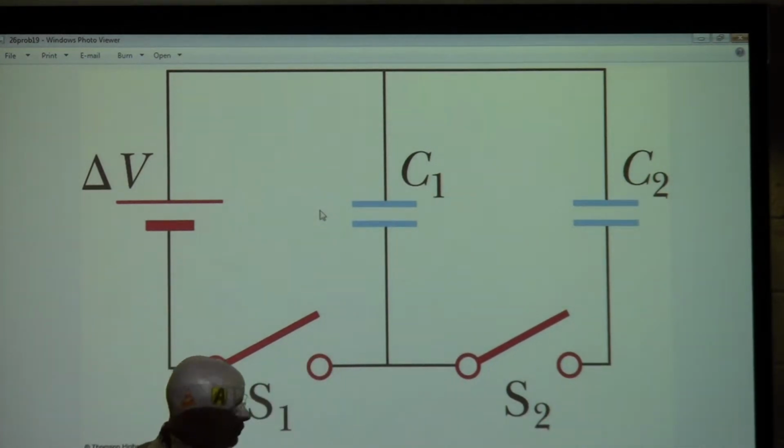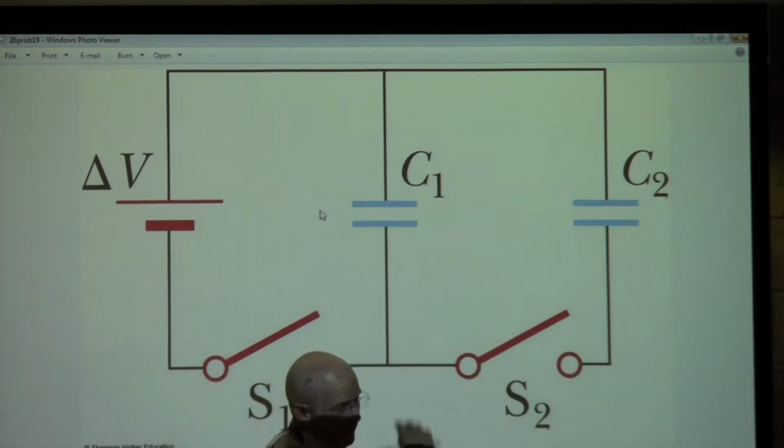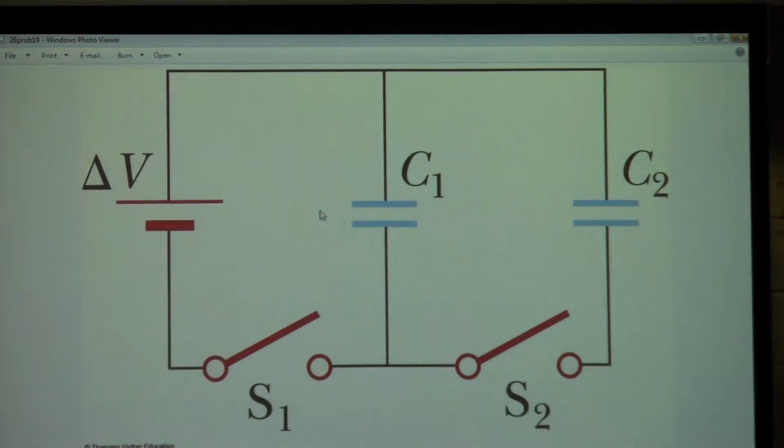But if you just wanted to get them both charged to 20, why don't you just close both of them? And charge will come off the battery till both of them build up to 20. But, well.